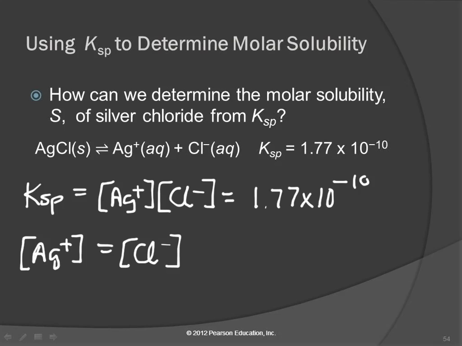It's like you're having, I don't know, a marriage retreat, and you've got 100 married couples show up to this event. What's the relationship between the number of men and women? It's going to be equal, right? Because they came in paired up. So silver ion equals chloride ion.